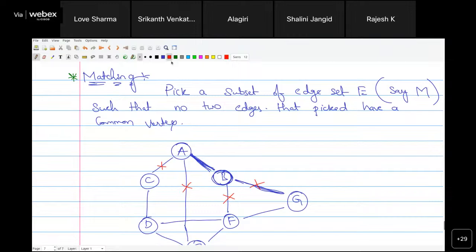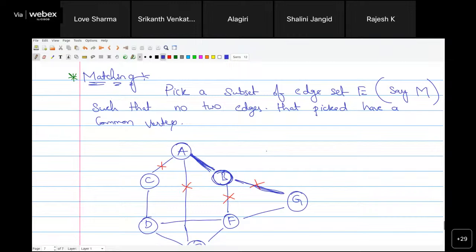So okay, there is one more condition attached to this, such that no two edges that are picked have a common vertex. Not all the vertices are covered, no need of these things. So node 2, you have to pick a subset such that no two edges that are picked have a common vertex.